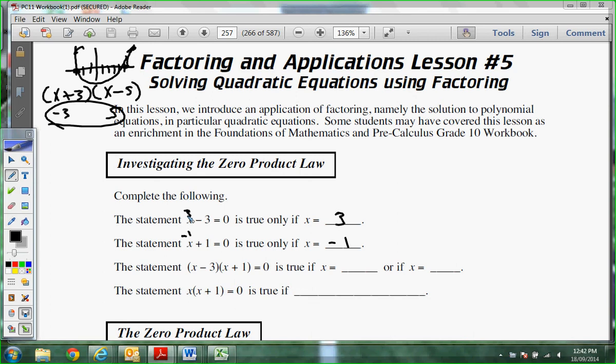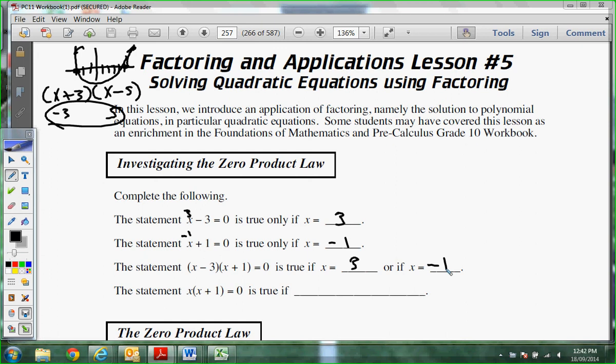And so the statement x minus 3 times x plus 1 is 0 if either x is 3 or negative 1. So you have two answers. Just like right here, we had two answers. We had two crossing points. And this is a good one here.